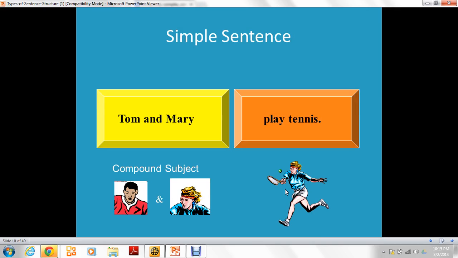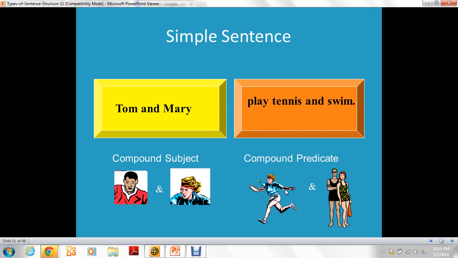Compound subject is Tom and Mary. What's the difference between a simple subject and a compound subject? Simple subject is only one. Compound subject is 2 or more. Tom and Mary makes it a compound subject. Notice I didn't say a compound sentence. I said a compound subject. There is a difference. And you'll see in just a second what the difference is.